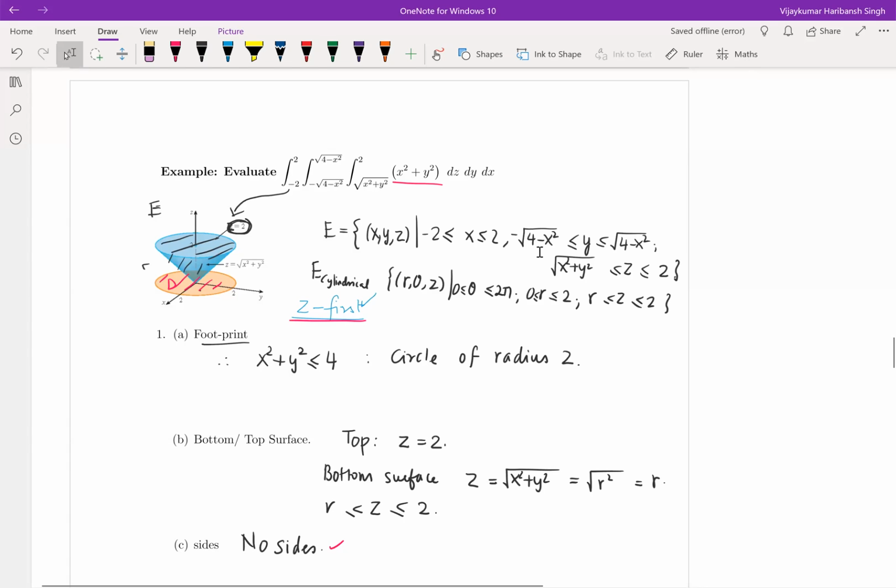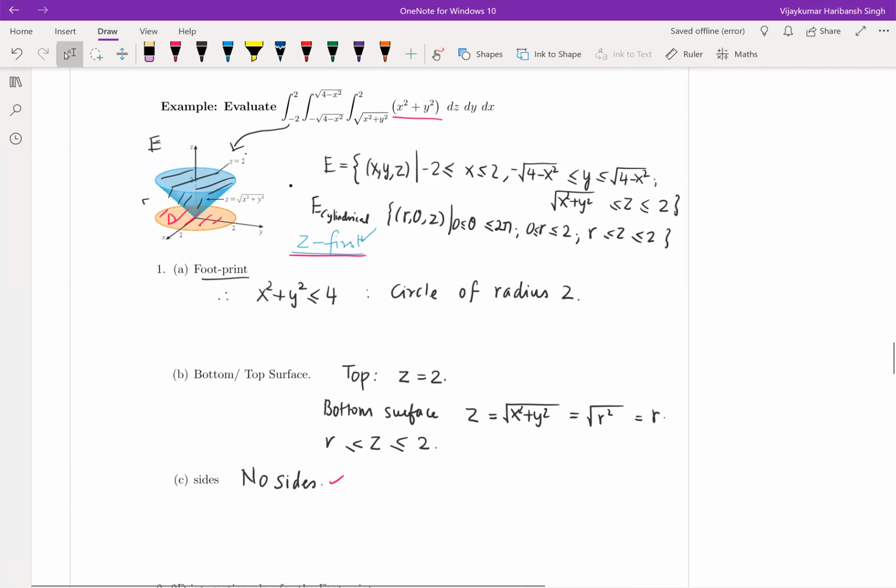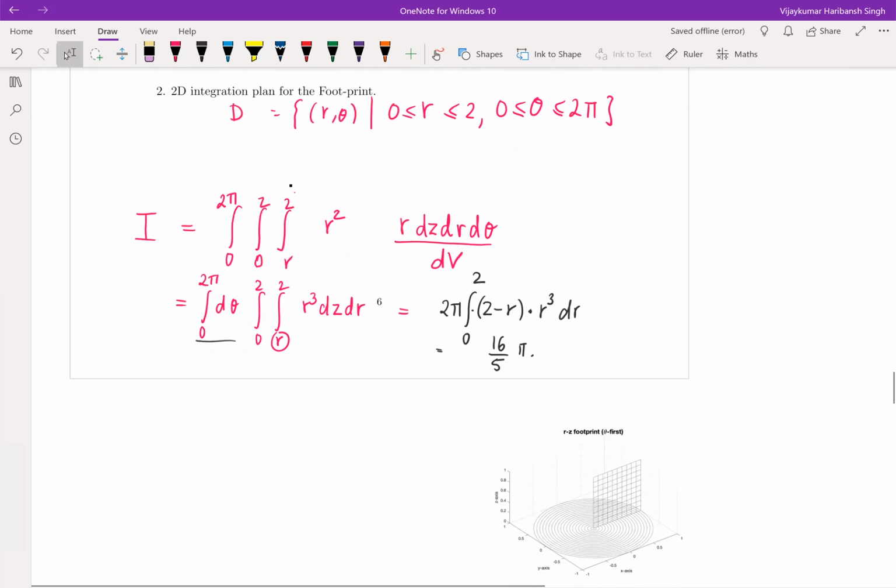Now let's do the same problem. So recall this problem. Until now we have done z first mostly. So for a change, let's do this problem in terms of theta first. Okay, so how would we go about it? So now we want to do the same problem, we want to do this problem in terms of theta first.